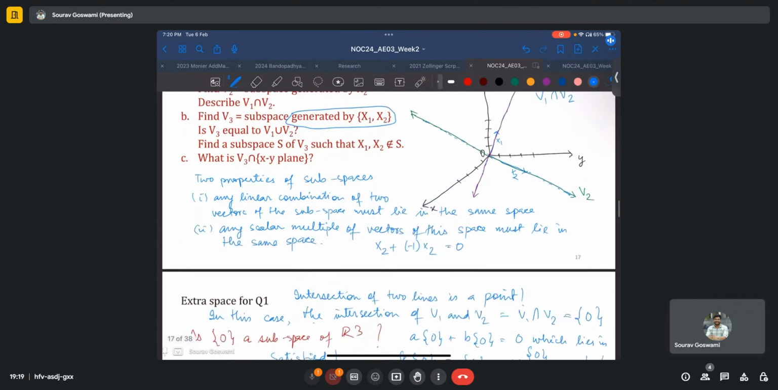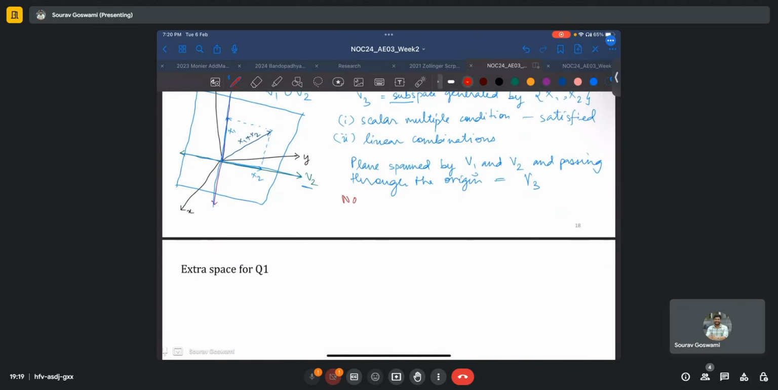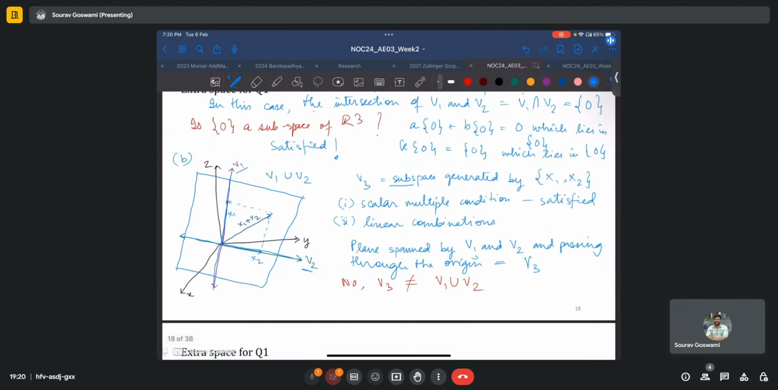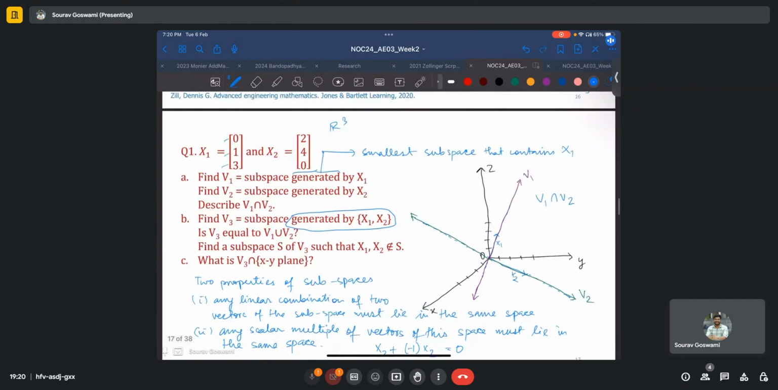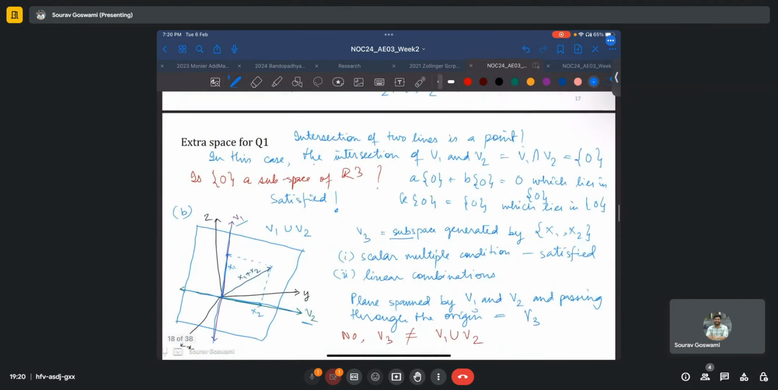Is V3 equal to V1 union V2? No, V3 is not equal to V1 union V2. In fact, V1 union V2 is just a subset of V3. There's another question to be answered here. Find a subspace S of V3 such that x1, x2 does not belong to S.